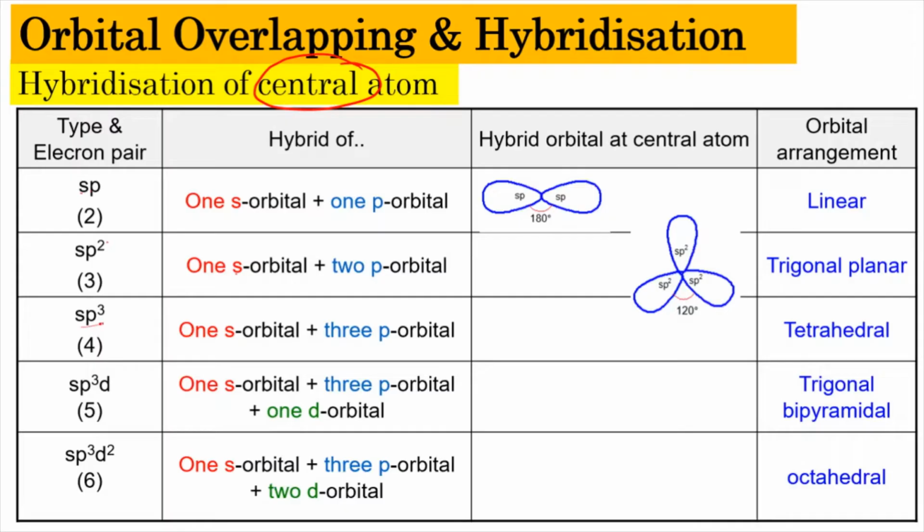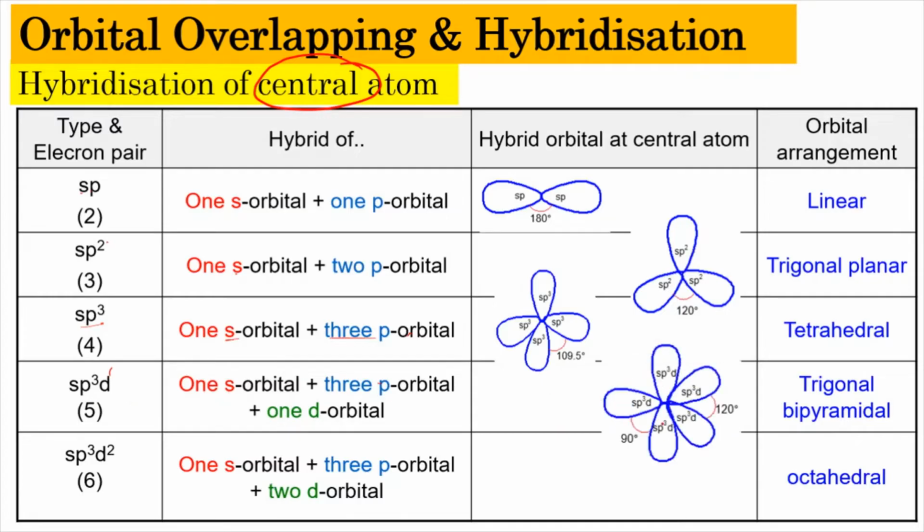So sp3 happens or terhasil daripada mixing of 1s orbital with 3p orbital. So it's going to be sp3, which have 4 lobes, which refers to the tetrahedral. So sp3d, 1s, 3p, and 1d. Okay, so it's going to be trigonal bipyramidal shape here. And then for sp3d2, it's going to consist of 6 electron pair, 1s orbital, 3p, and then 2d out of 5. Kita hanya fokus kepada 2 sahaja. So it's going to become sp3d2 with the shape of octahedral. Alright. And from here, we're going to learn about the overlapping of the hybrid orbital.